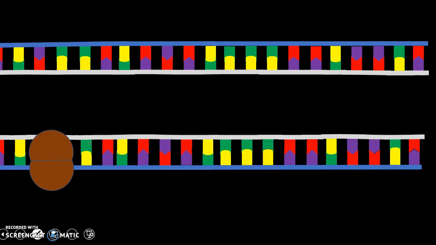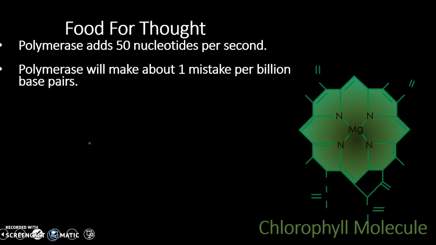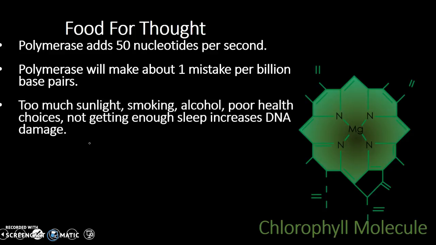So let's look at some facts about polymerase. Number one, polymerase adds about 50 nucleotides per second. That's quite fast. Polymerase will make a mistake about once per billion base pairs. So basically, if I were to take your biology textbook and type it out word for word, I would type that whole textbook 1,000 times before I make one mistake. So polymerase is pretty accurate.